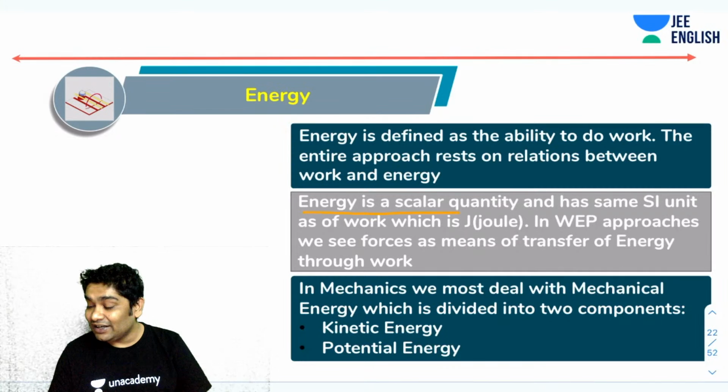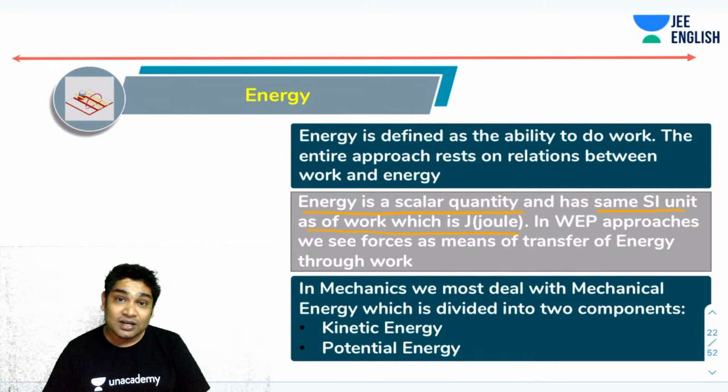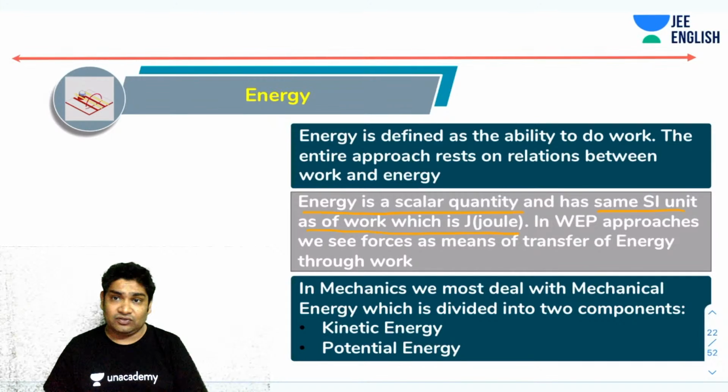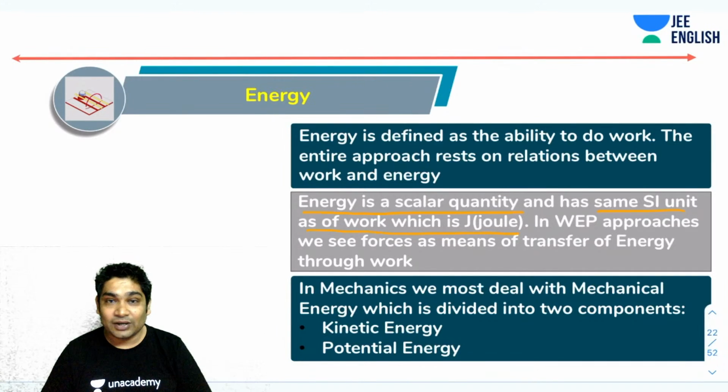Energy, of course, is a scalar quantity and has the same SI units as that of work, that is joules. Because I said that energy is the ability to do work. So how do you measure the ability to do work? It is the amount of work that you can do. So it will have the same units as work, which is joules.